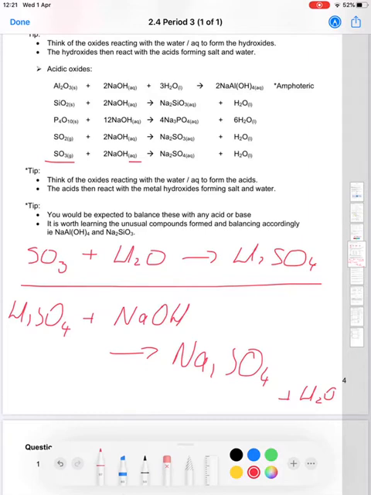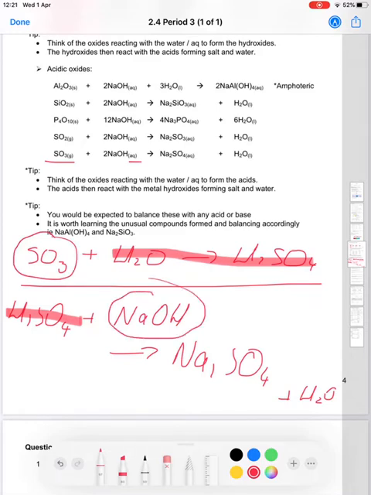So if I cross out all of the bits that we haven't used in here, we can get rid of that, and then what we're left with here is the SO3 reacting with sodium hydroxide to form sodium sulfate and water. And then as soon as you've got that, it's a case of going through and balancing it. And of course, you're going to need 2 NaOH to balance the 2 sodiums in sodium sulfate. We'll look at the next one.